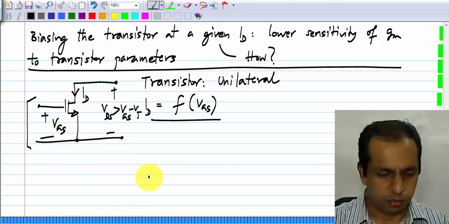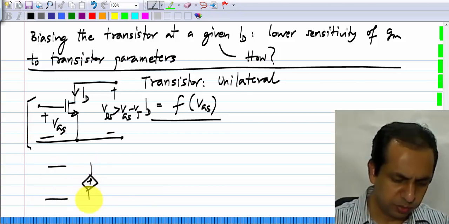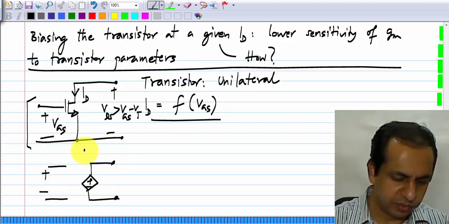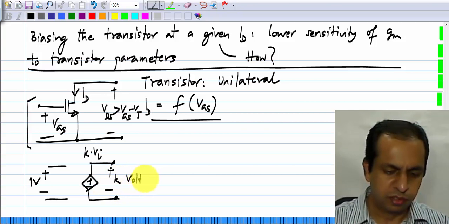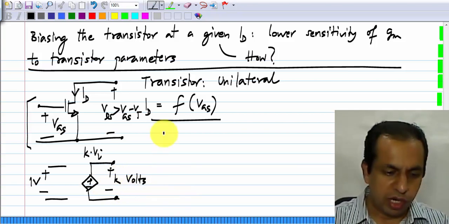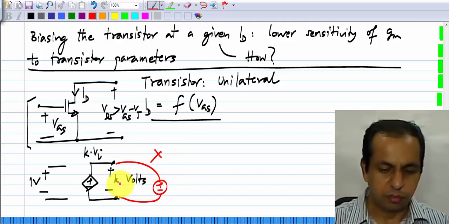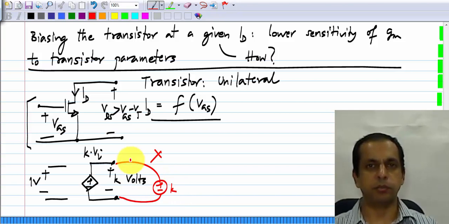Okay. Now, every control source is of the same type. So, let us take a voltage controlled voltage source. This is also a unilateral device. This means that, so let us say this is K times Vi. If you apply 1 volt here, here you will get K volts. Okay. But you can't apply K volts to this side. This circuit has no meaning. You can't apply K volts and expect 1 volt on the other side.